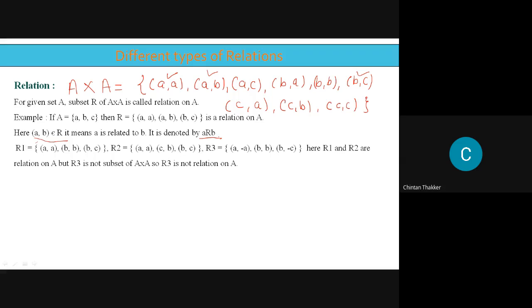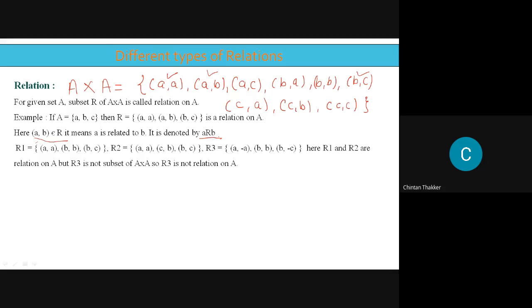Now here R1 and R2, these two are also subsets of A cross A. So these two are relations on the set A. In R1 we have (A, A), (B, B) and (B, C). These are in A cross A. In R2 we have (A, A), (C, B) and (B, C). These three are also in A cross A. So these two are subsets of A cross A, and so these two are relations on the set A.